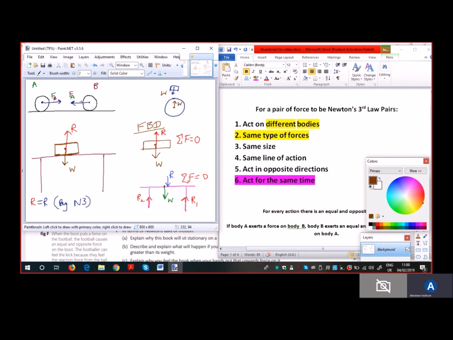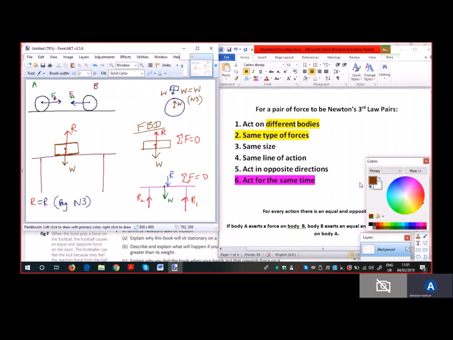Same thing here also. If you have any two objects that have mass, they will exert gravitational forces on each other. So we can say W equals W by Newton's third law. The weight force exerted by the earth on the book is equal to the weight force exerted by the book on the earth by Newton's third law. That is the Newton's third law pair. But you can't say R is equal to W by Newton's third law. R is equal to W by Newton's first law.